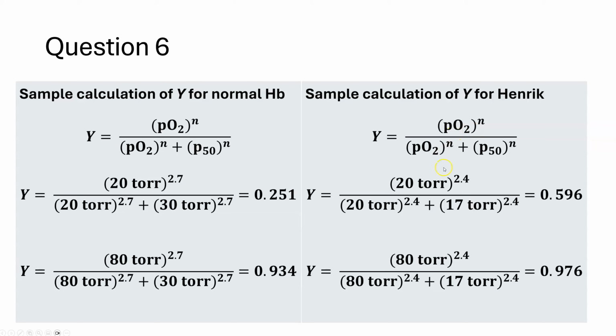For our subject, again, his P50 value is a lot lower, and his n value is also lower, so his Y value is much higher, indicating a higher oxygen binding affinity. His Y value at 20 torr is 0.596, and his Y value at 80 torr is 0.976. Anyway, those are the answers on the reassessment.